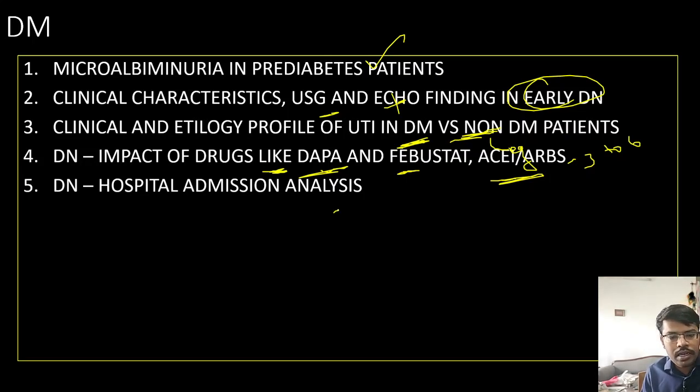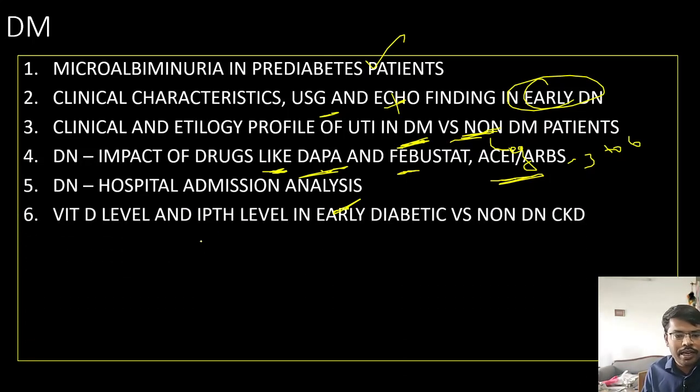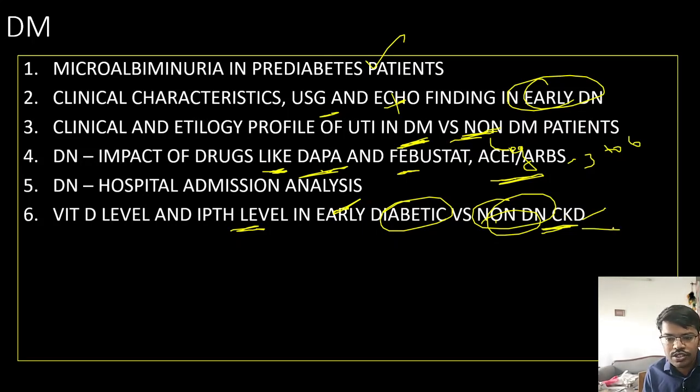Diabetic nephropathy, hospital admission analysis. Why a patient of diabetic nephropathy getting admitted to the hospital, whether it is because of nephro-related problem or just because of some other problem, you can do an etiological analysis. Vitamin D level, iPTH level in early diabetic and non-diabetic CKD. CKD, whenever this term comes, you classify into the stages, various stages. You can plan the study very easily. CKD stage 4, stage 5, there are less evidence. You can keep on adding evidence to the literature, can be easily published also.